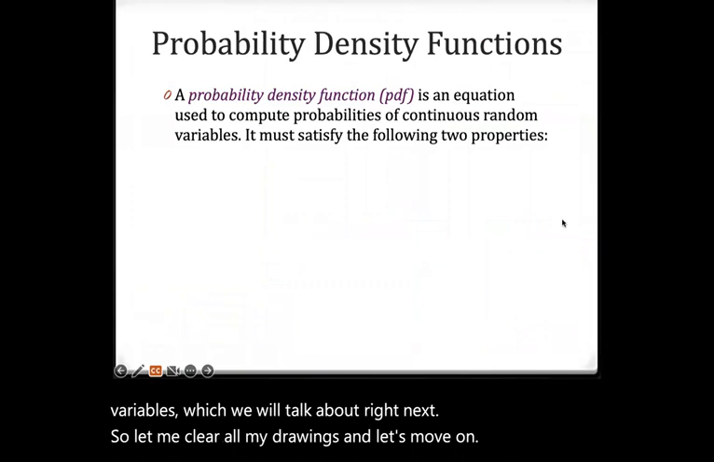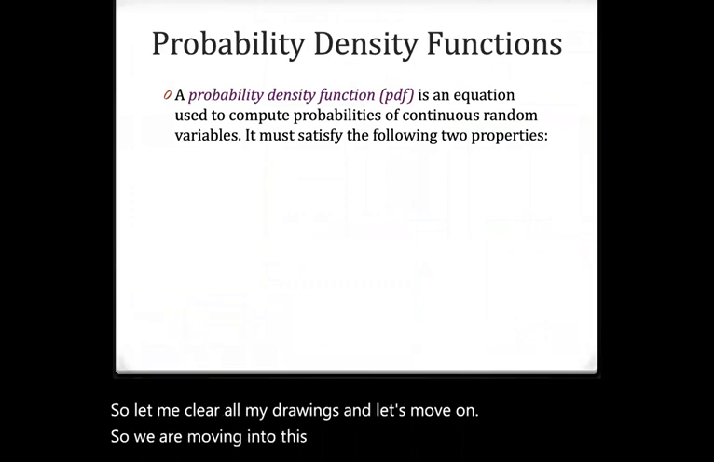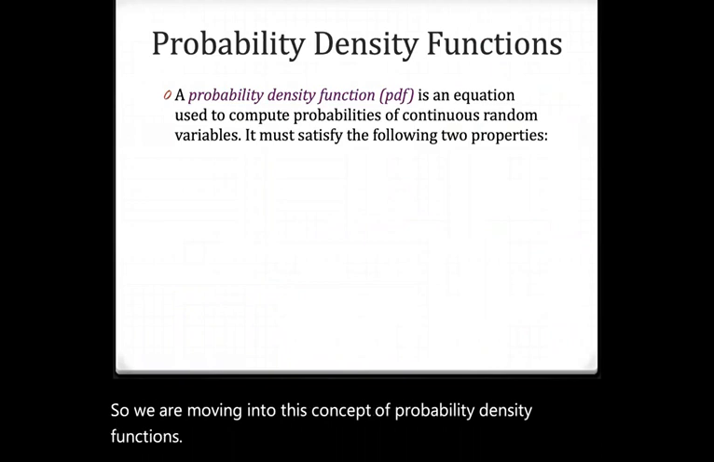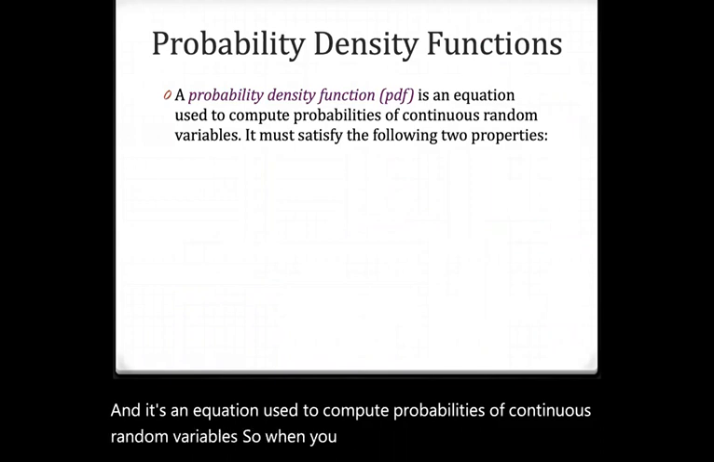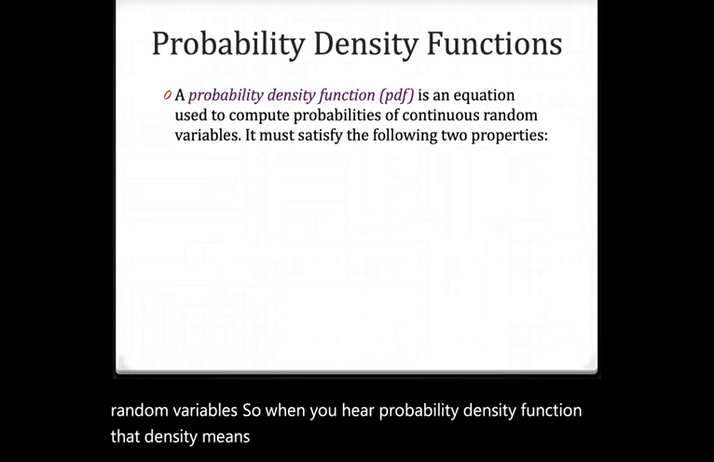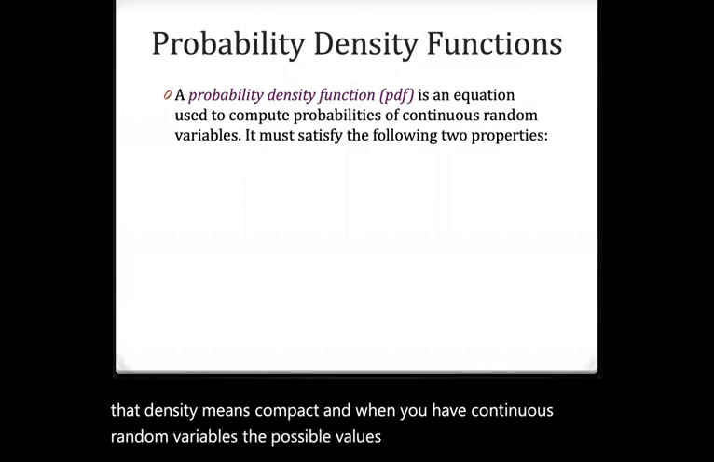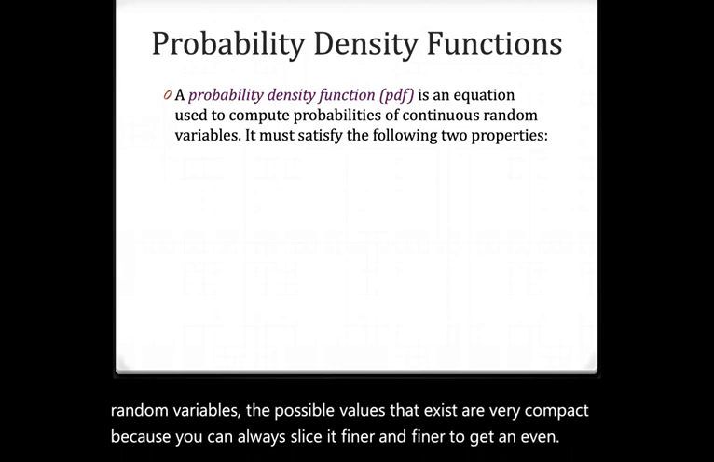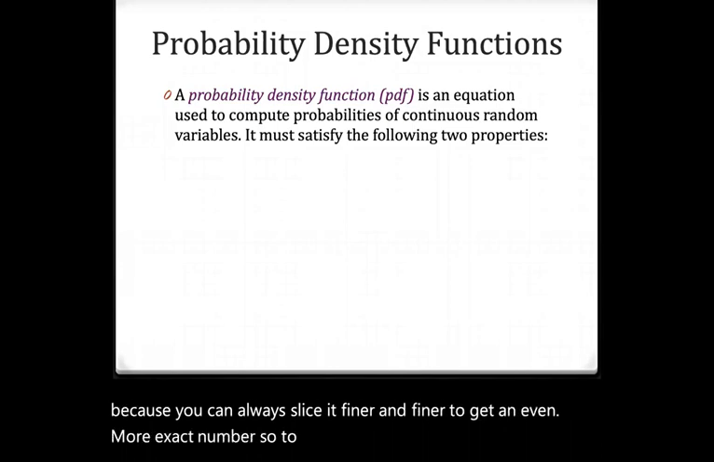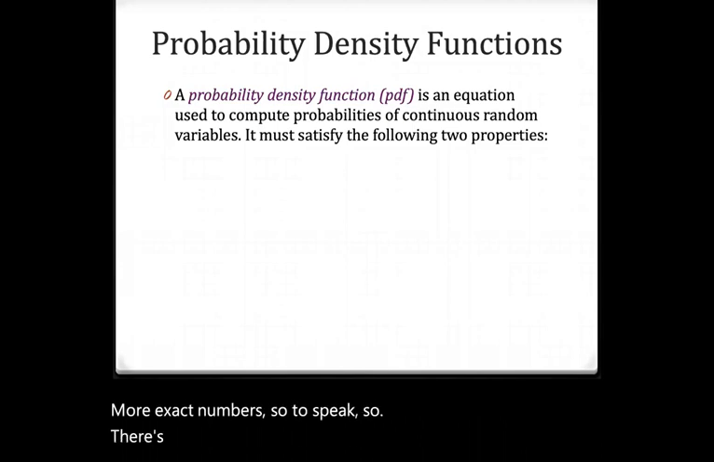So we are moving into this concept of probability density functions. It's an equation used to compute probabilities of continuous random variables. So when you hear probability density function, that density means compact. And when you have continuous random variables, the possible values that exist are very compact because you can always slice it finer and finer to get an even more exact number, so to speak. So there's infinitesimal options available, which makes figuring out probability a little tricky, but a little cool.